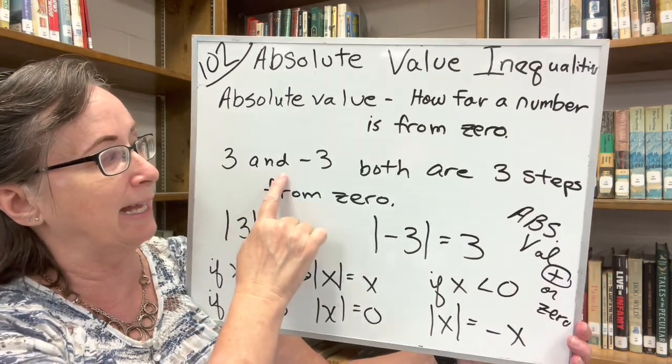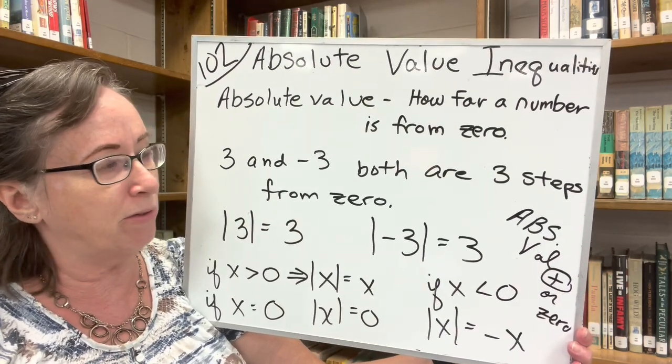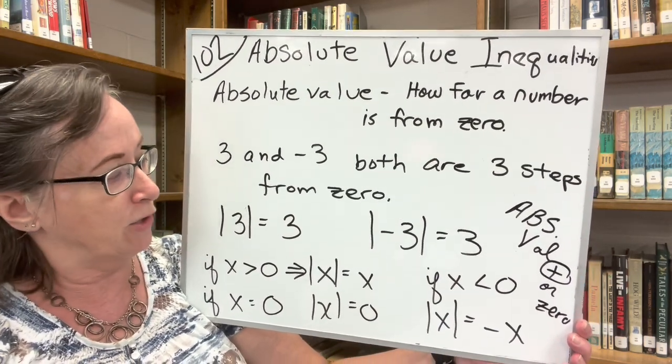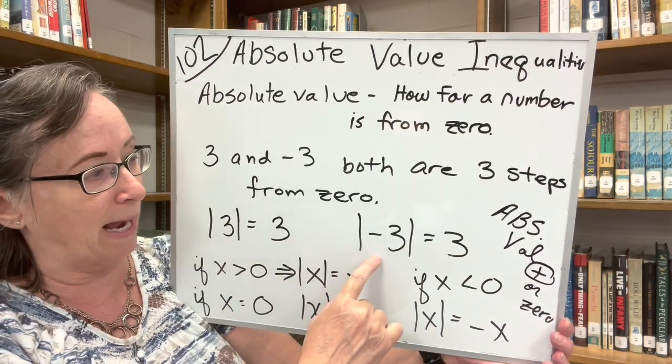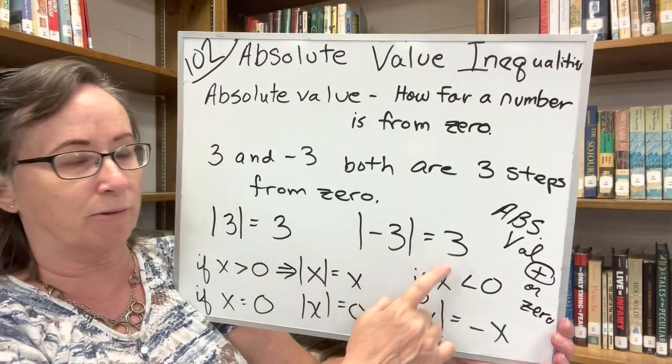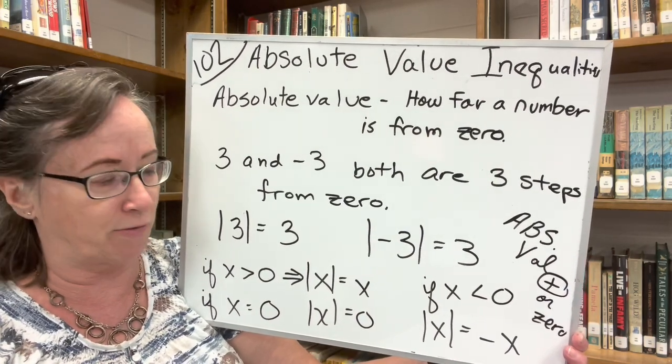So 3 and -3 are opposites of each other, and both are 3 steps from 0. So it doesn't matter whether you say the absolute value of 3, you're going to get 3, or the absolute value of -3, you're also going to get 3, because both 3 and -3 are 3 steps from 0.